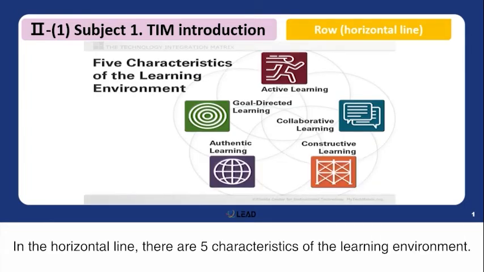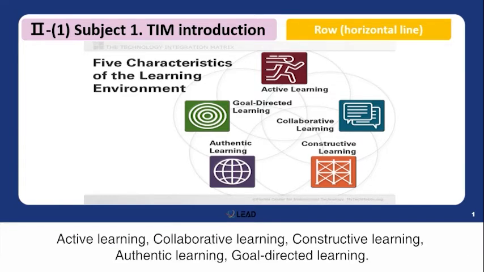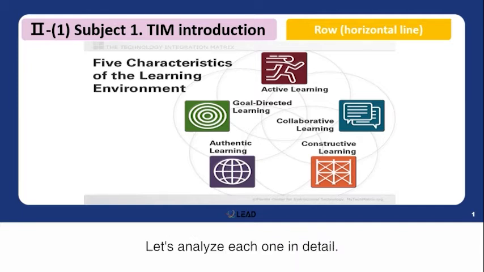In the horizontal line, there are 5 characteristics of the learning environment: active learning, collaborative learning, constructive learning, authentic learning, and goal-directed learning. Let's analyze each one in detail.